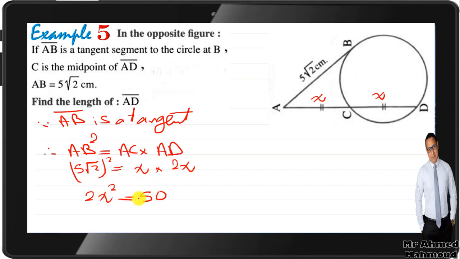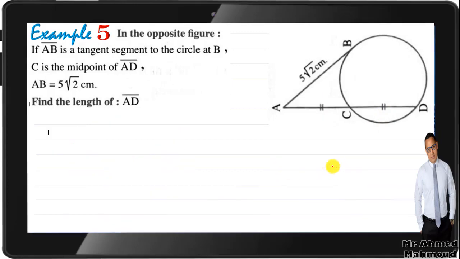I'm going to send 2 by division, so X to the power of 2 equals 50 divided by 2 equals 25. I'm going to take the square root of both sides, so X equals root 25 equals 5. Now AC equals 5 and CD equals 5, so AD equals 10.